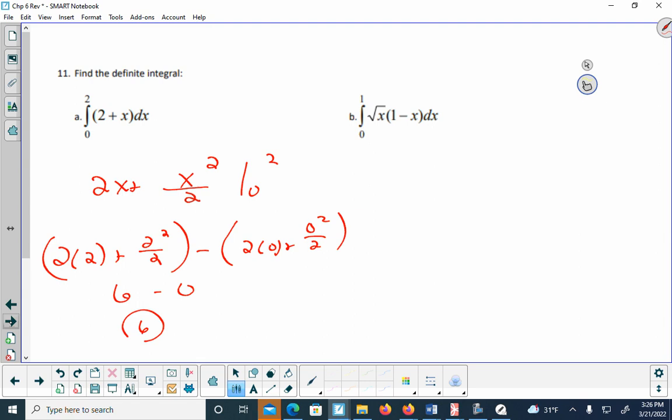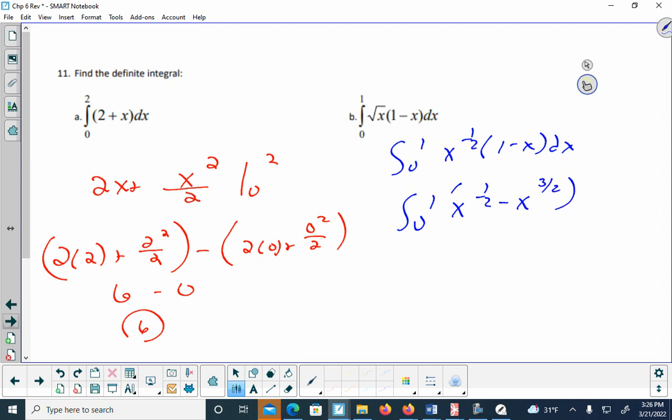The next one, I'm going to distribute that x. I'm going to think of this as 0 to 1, x to the 1/2 and 1 minus x, to the x. Distributing that, x to the 1/2 minus, add exponents, x to the 3/2. Now I'm going to take the antiderivative, so I'm going to add 1, so this is x to the 3/2, multiplied by the reciprocal 2/3, minus add 1, so this will be 5/2, multiplied by the reciprocal 2/5, and I'm going from 0 to 1.